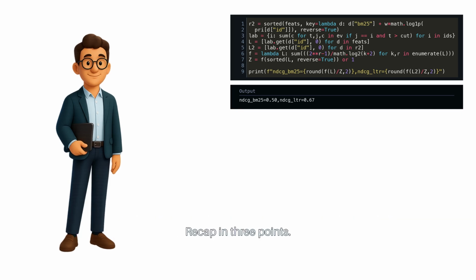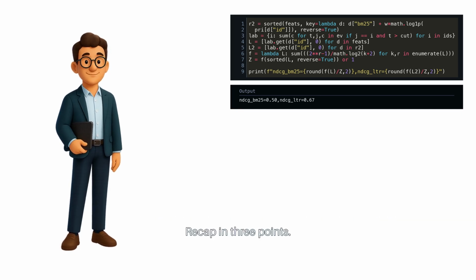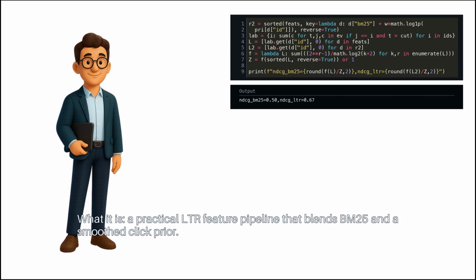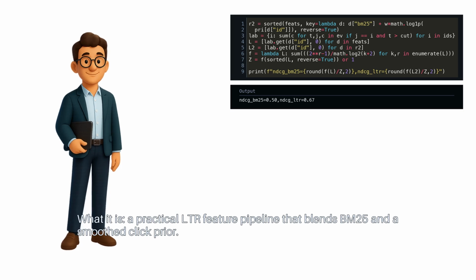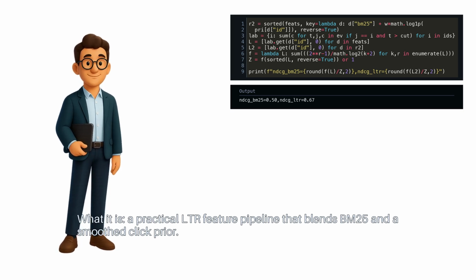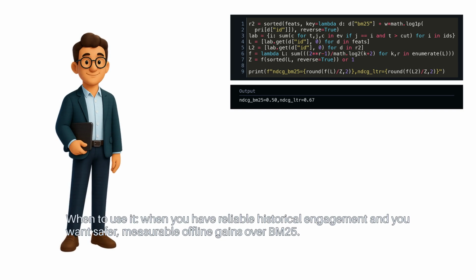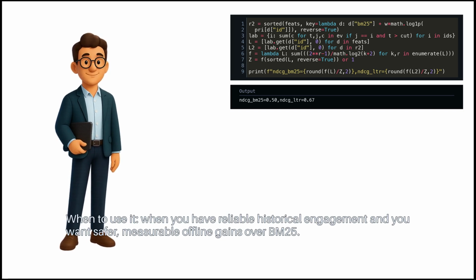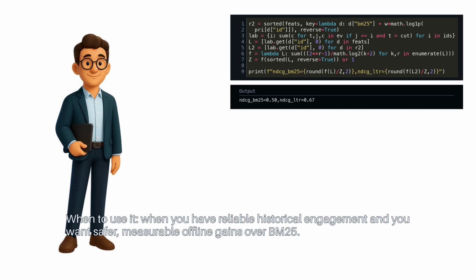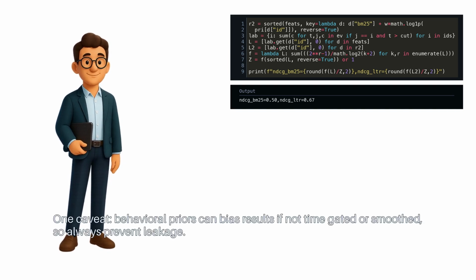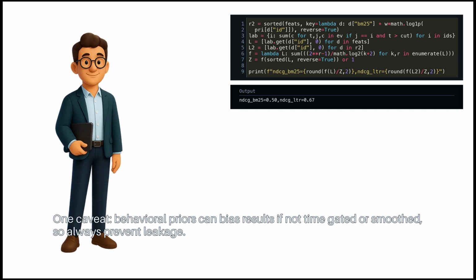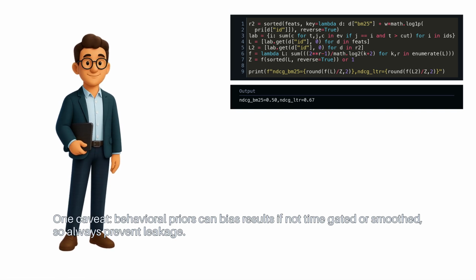query time. Recap in 3 points. What it is: a practical LTR feature pipeline that blends BM25 and a smoothed click prior. When to use it: when you have reliable historical engagement and you want safer, measurable offline gains over BM25. One caveat: behavioral priors can bias results if not time-gated or smoothed, so always prevent leakage.